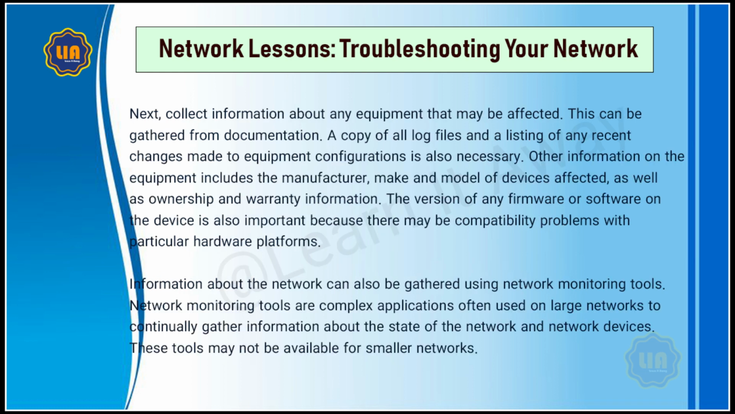Next, collect information about any equipment that may be affected. This can be gathered from documentation. A copy of all log files and a listing of any recent changes made to equipment configurations is also necessary. Other information on the equipment includes the manufacturer, make and model of devices affected, as well as ownership and warranty information. The version of any firmware or software on the device is also important because there may be compatibility problems with particular hardware platforms. Information about the network can also be gathered using network monitoring tools.